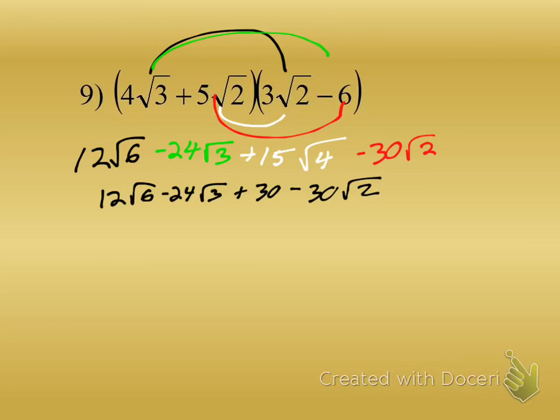And if there were like terms now that you have your radicals simplified, you would combine those. But do we have any? We don't, so that's your answer. Okay? So all 4 terms.